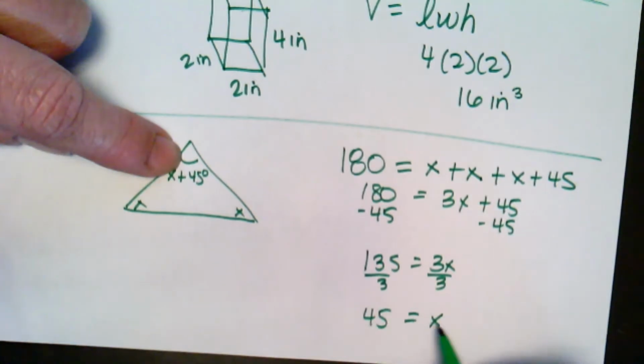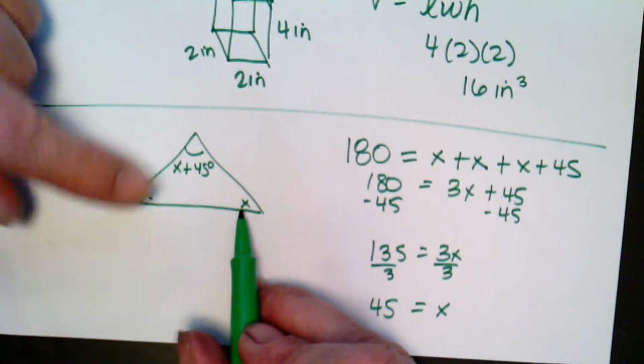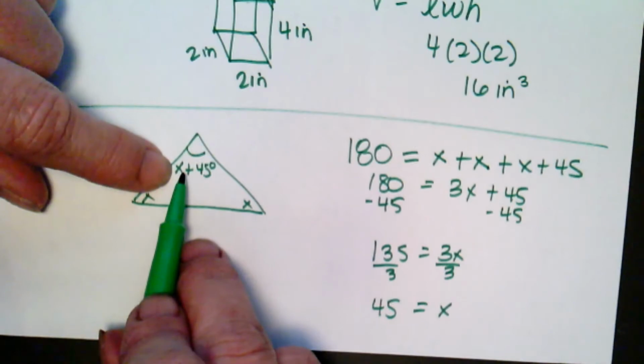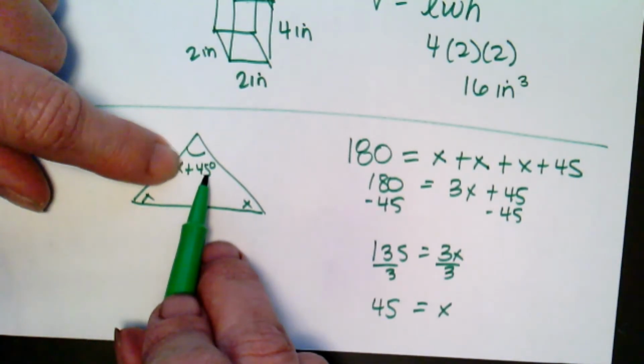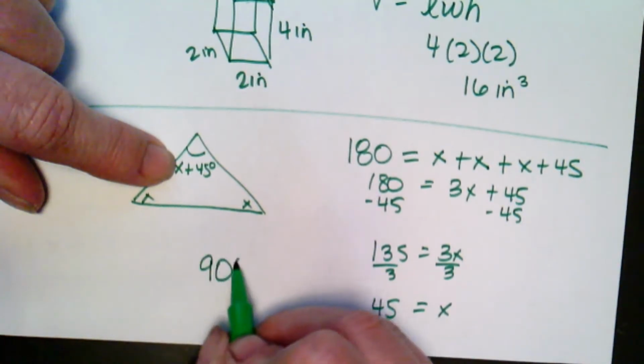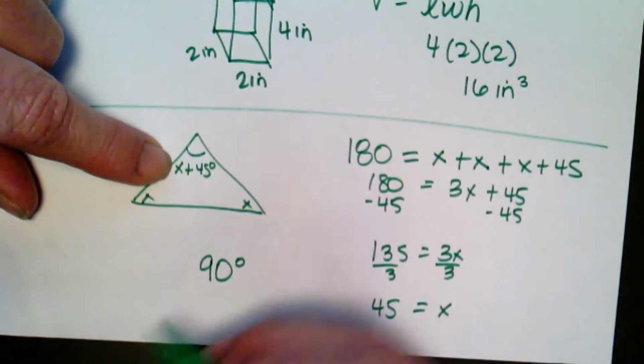This is not the top angle. This is just the plain x angles. So the top angle would be whatever we got and added another 45 to it. So the answer would be 90 degrees for our top angle.